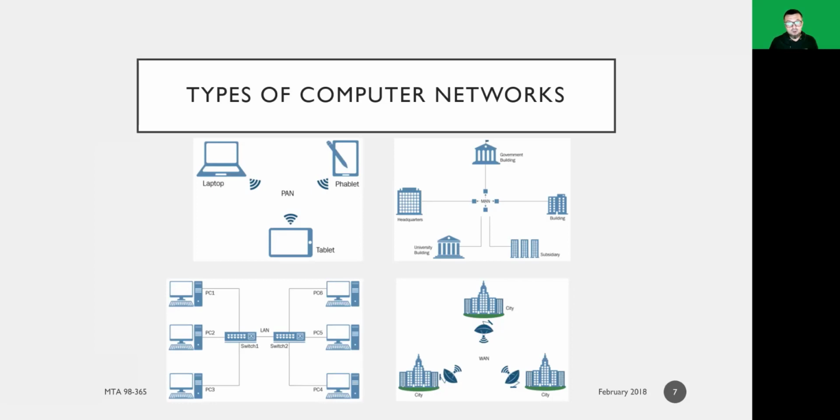Then we have the metropolitan area network, as the name indicates. This community network belongs to one particular city or metro, creating connections between the government, the buildings, the businesses, the subsidiaries, the universities, headquarters of the businesses, and the citizens of that city. And then we have the wide area network.